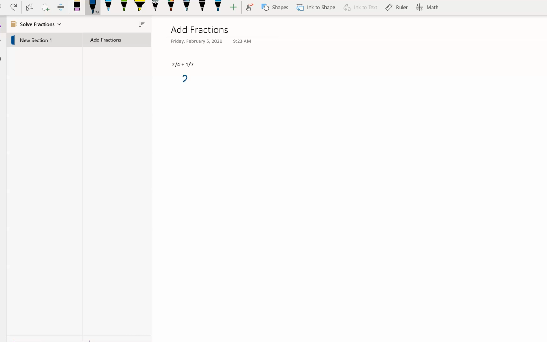Today we're going to add two fractions that have different denominators. The denominators are 4 and 7. The common denominator is found by multiplying 4 and 7. This may not be the least common denominator. In this case, it's also the least common denominator, but it's a quick way to get a common denominator.